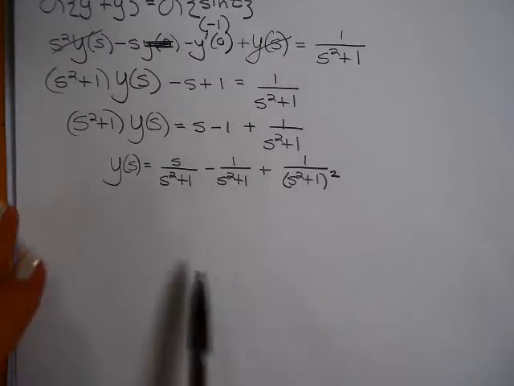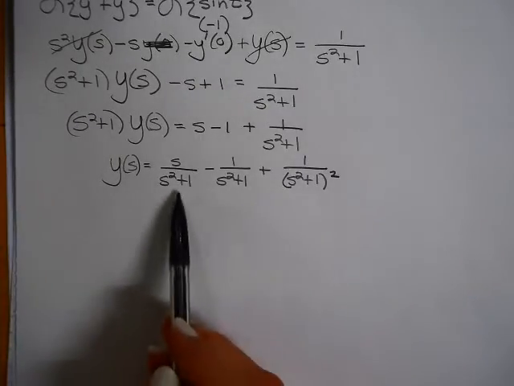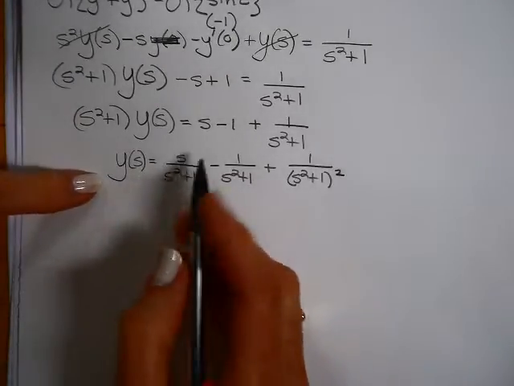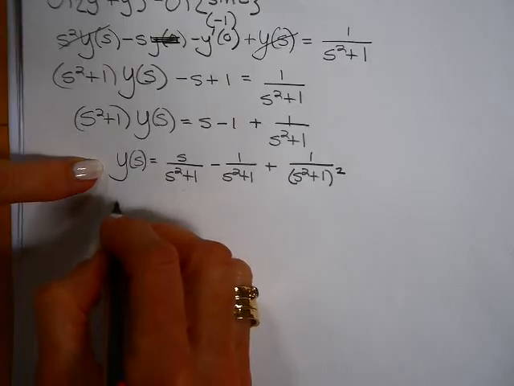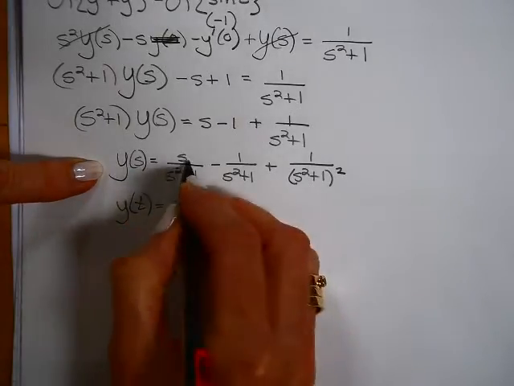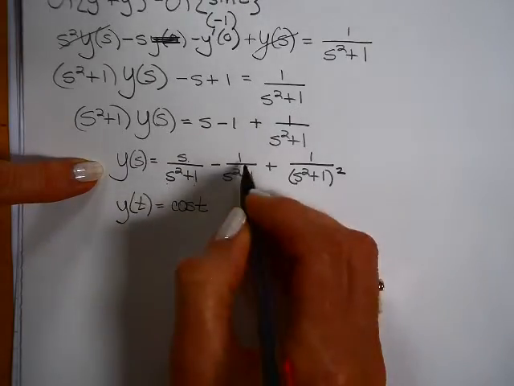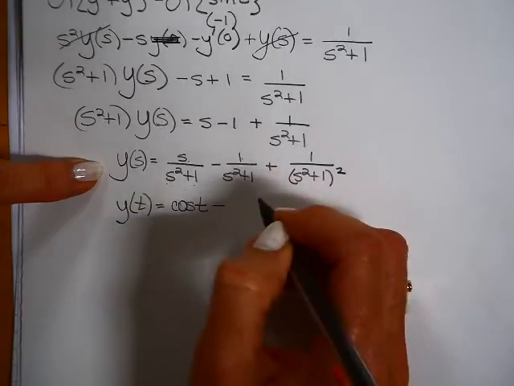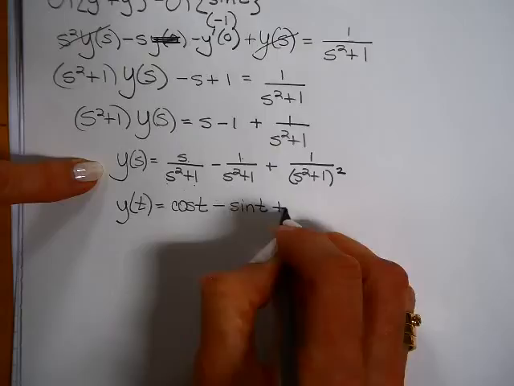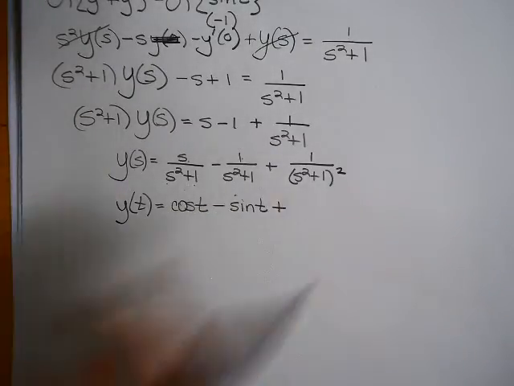Everybody with me? All right, the first two are just normal. These are the sine and cosine. This one, s over s squared plus 1, that's the cosine when I do my inverse Laplace transform. So y of t: s over s squared plus 1 is the cosine of t, minus 1 over s squared plus 1 is the sine of t, plus, so these two are okay. They're in our original table.